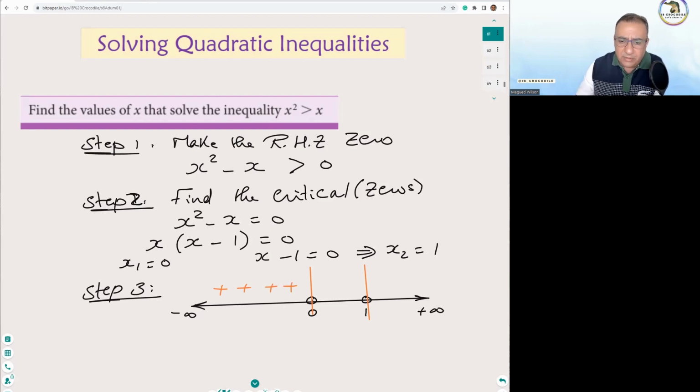And then let's pick a number between 0 and 1. Let's say half. So 1/2 squared is a quarter. Quarter minus 1/2 is going to be a negative number because a quarter is less than a half. I'm not worried about the value itself. I need just to focus on the sign. What is the sign of the inequality?